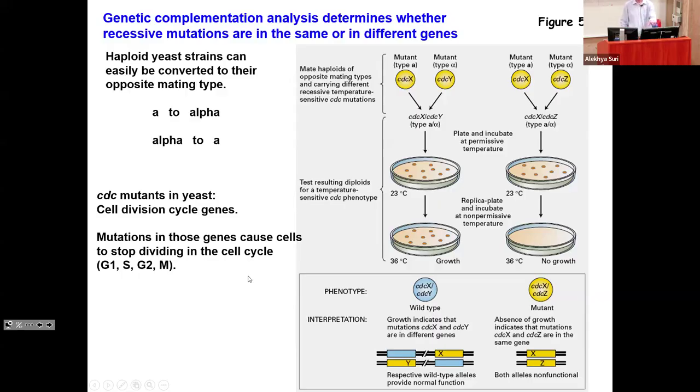So this is the way you would determine how many genes are affected by your mutant screen. What I said before: when you do the mutagenesis, you may get, for example, 50 different colonies, but there may only be 2 genes affected in these 50 colonies. So this is the way you determine this.